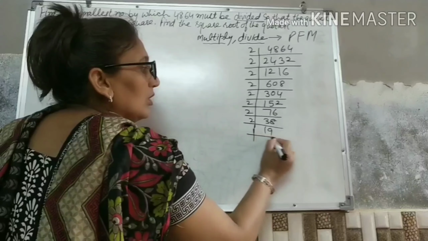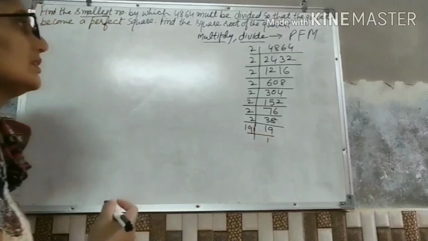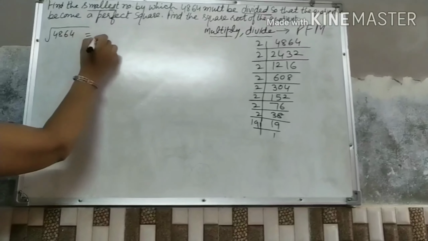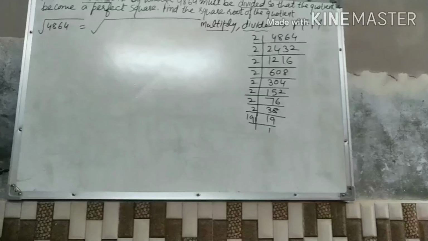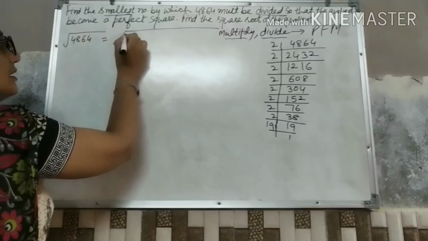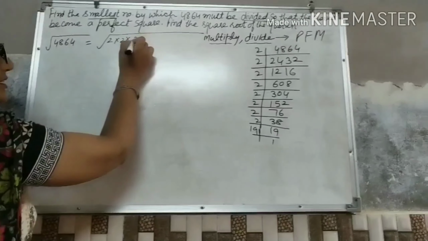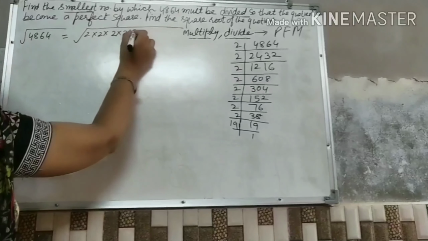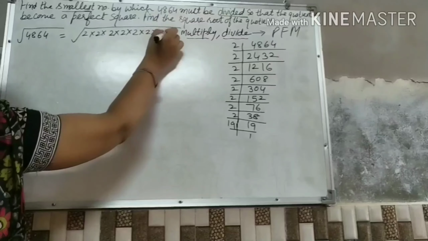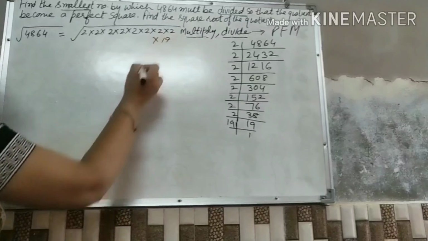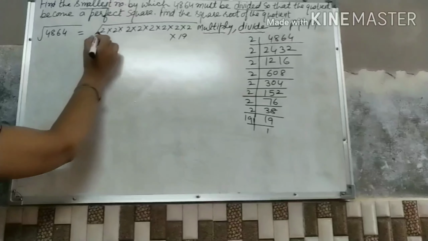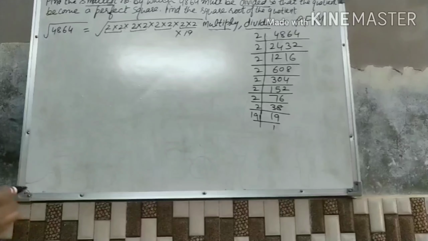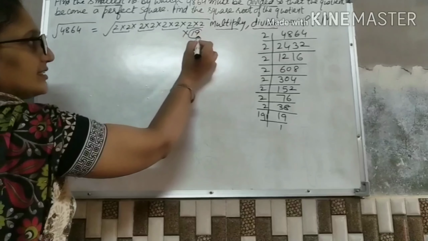So now students, these are the prime factors. Find the prime factors and write them in the square root. So how many times have they given you? 8 times 2 is there and 1 time 19 is there. Now we will make the pair. Now you can see 19 is alone.